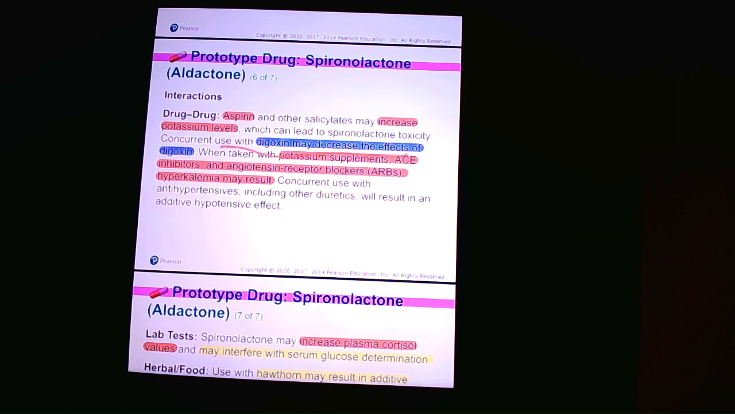Right, concurrent use. Again, it seems like digoxin works in its own way, in the sense that it lowers potassium, or has a reliance on lowering potassium. So if you give something that increases your potassium levels, then the effectiveness of digoxin will work. We've been forming that pattern for the past couple hours here, right? Potassium supplements, ACE inhibitors, ARBs, hyperkalemia, and we went over why it causes it.